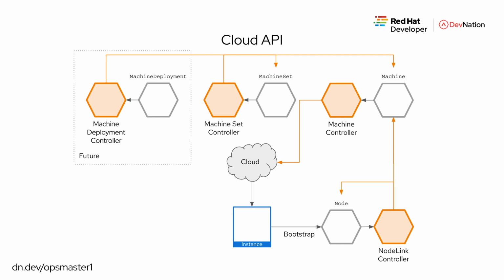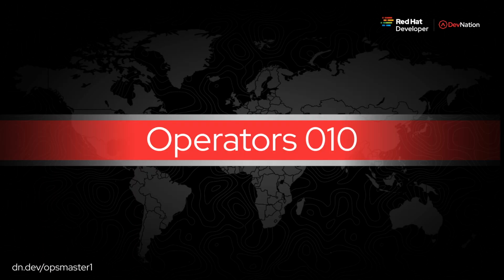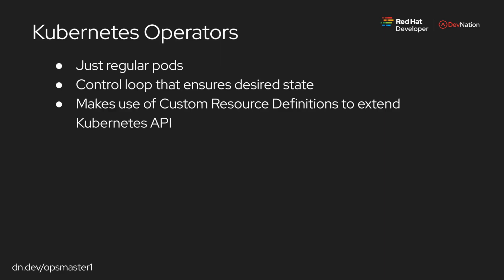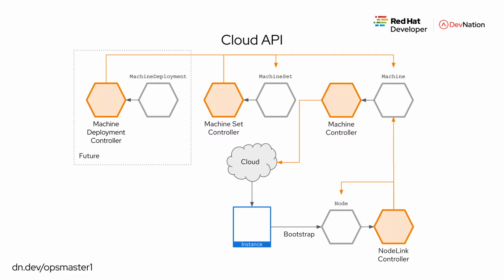But what are operators? What do they actually do? How does any of this stuff work? Well, fortunately for you, operators are just regular pods. They are basically software that runs a control loop that ensures some desired state. And if we think back to a couple slides ago, the machine set operator, or really the cloud API operator, looks at machine set objects and ensures that the status of the cluster matches the desired end state. It ensures that the right machines exist based on the machine set that's defined. The machine controller ensures the right cloud instances exist based on the machines that exist, and so on and so forth.